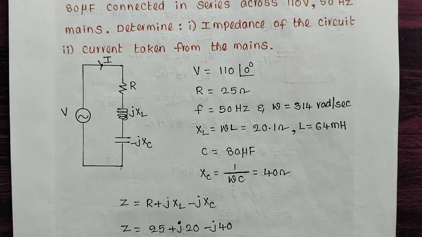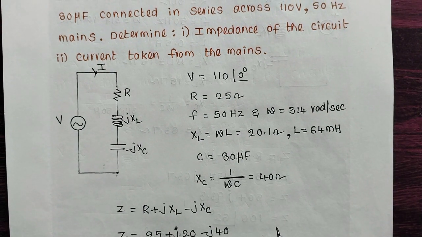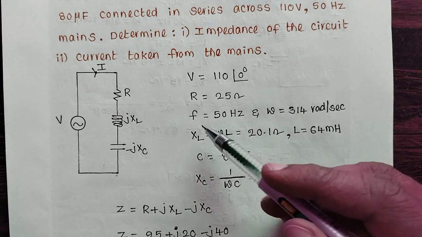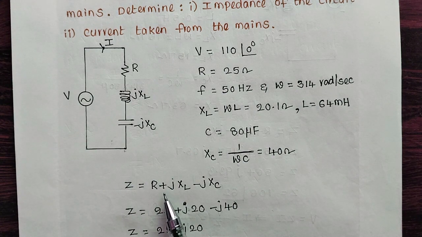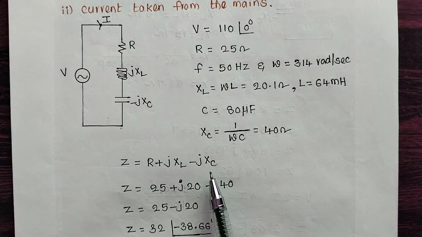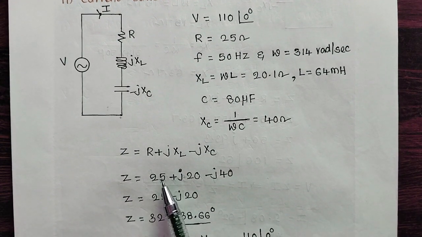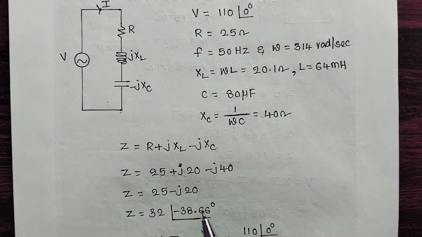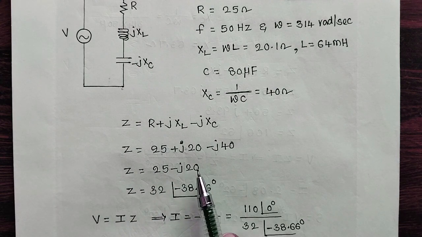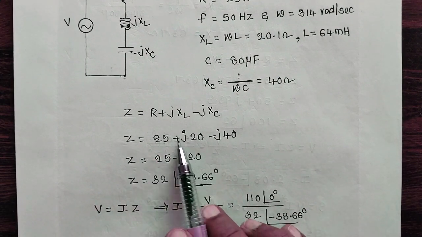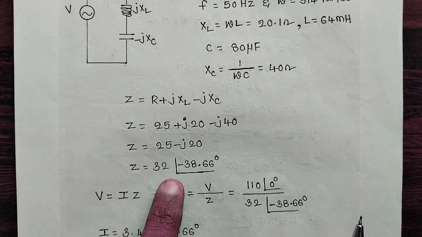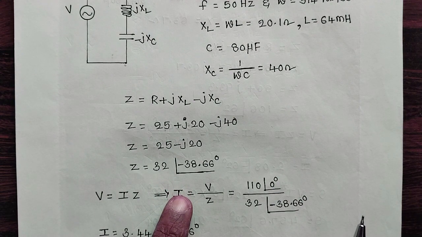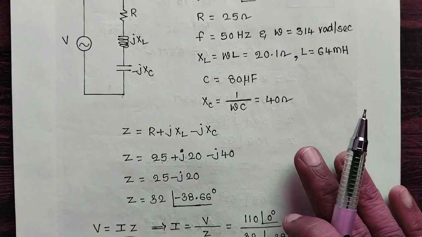So once you know the resistance, XL value and XC value, you can get the impedance offered by the circuit. The impedance Z is equal to R plus j XL minus j XC. If you substitute the values of R, XL and XC, impedance is 25 plus j 20 minus j 40. So Z equal to 25 minus j 20. If you convert this rectangular form into polar form, impedance Z is equal to 32 at an angle of minus 38.66 degrees. So this is the impedance answer for the first question.